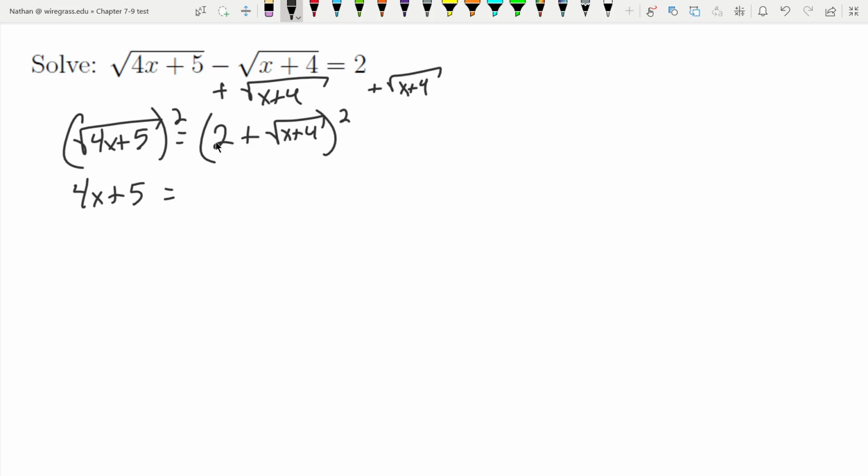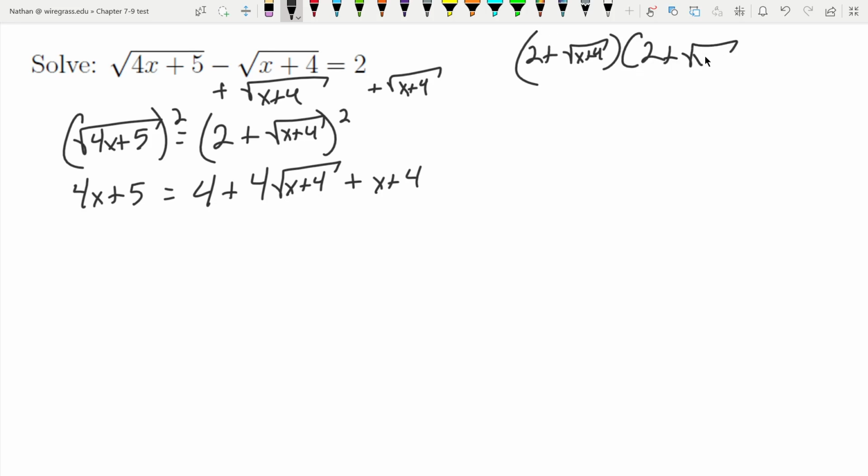On the right-hand side, this is going to be 2 plus root x plus 4 times the quantity 2 plus root x plus 4. That's what the square means. If you expand that out, you're going to get 4, plus 2 times that times 2 is going to be 4 root x plus 4. And then this times this is going to be just x plus 4. And if you don't believe me, just multiply this out: 2 plus root x plus 4 times 2 plus root x plus 4, and you'll get this statement here.